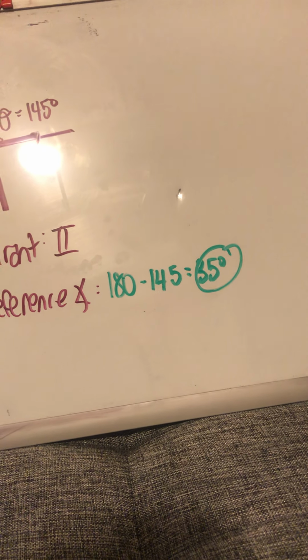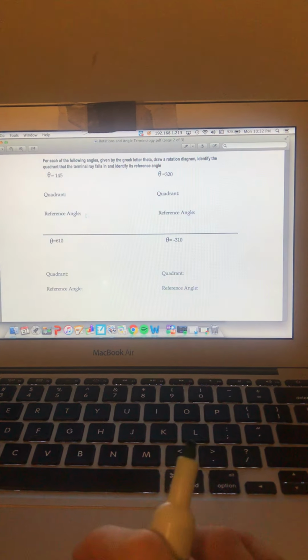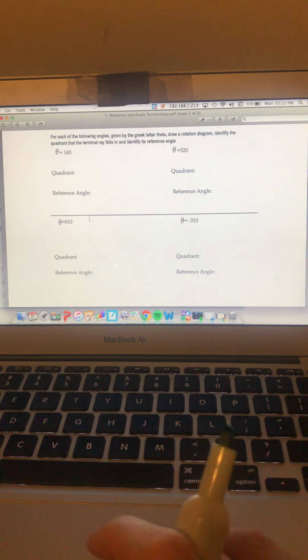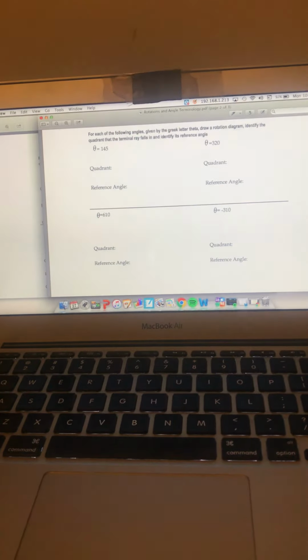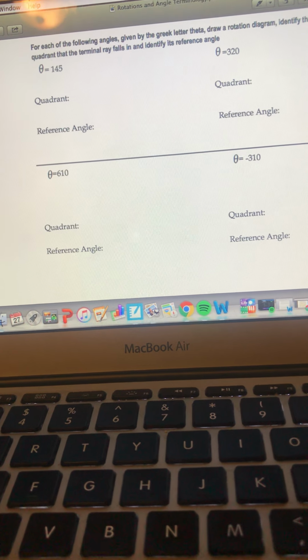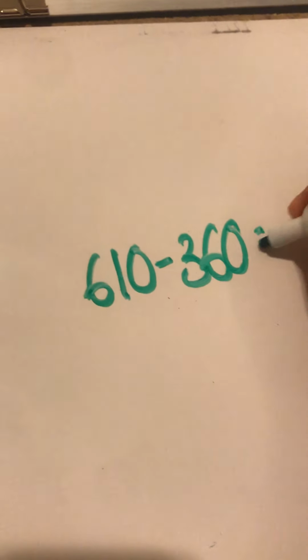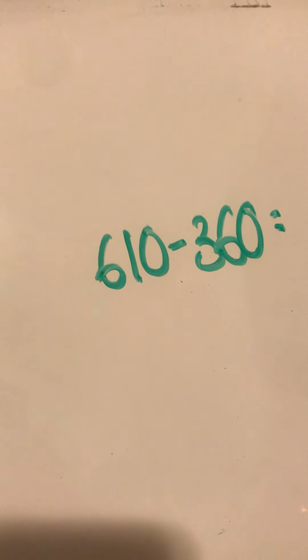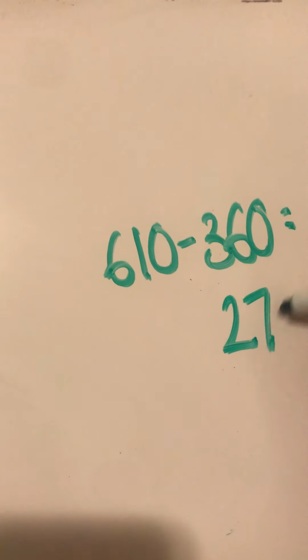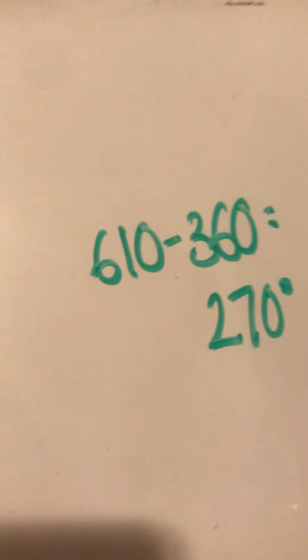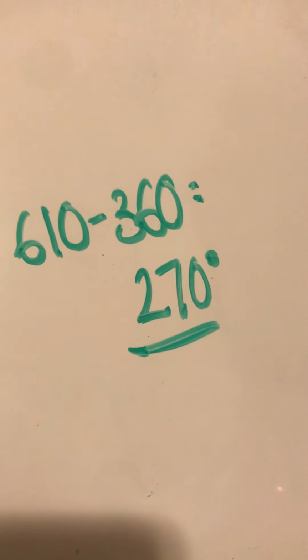I want you guys to complete the remaining examples there. So do 320, 610. Let's talk about 610. If you are not sure how to get 610, because I told you guys at the start there are only 360 degrees in a circle, well, you can take the shortcut of doing 610 minus 360, because that's how many degrees there are in a circle, which will leave you with 270. And that is really the angle that they're talking about here.